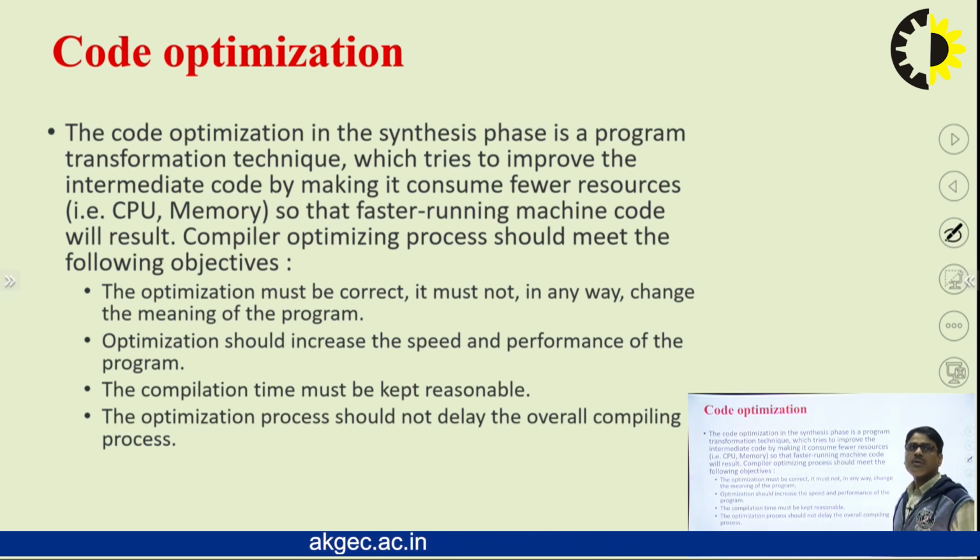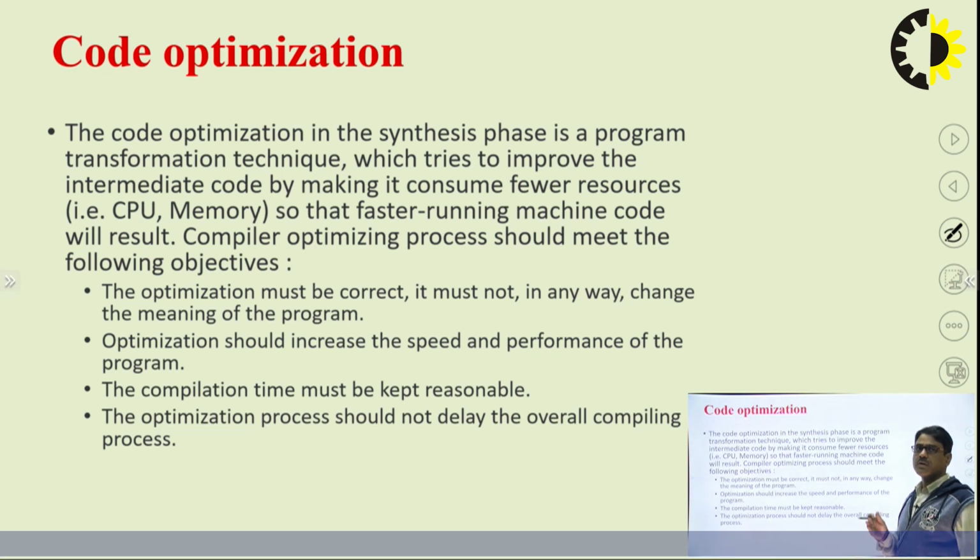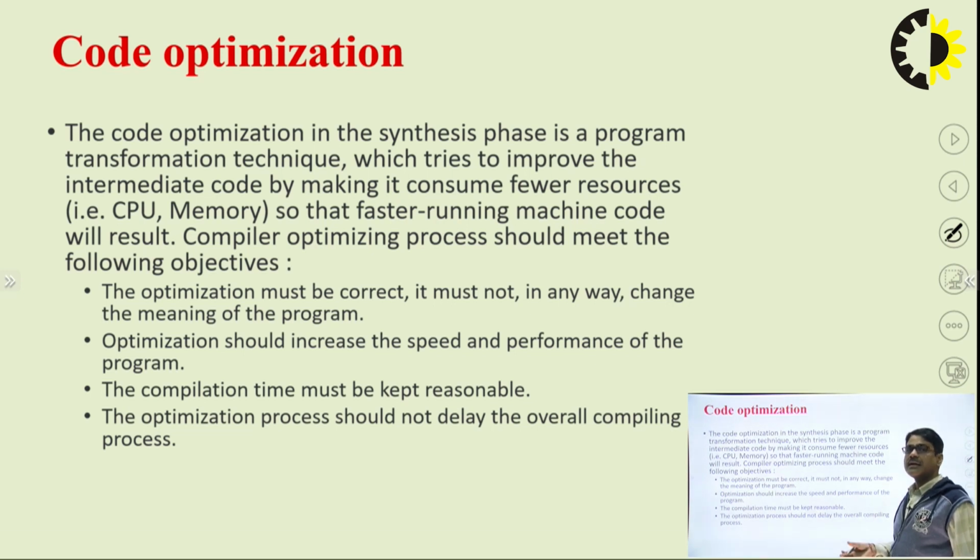If you're talking about code optimization in the synthesis phase, it is a program transformation technique. Why is it a program transformation technique? Because it converts the particular format into some different format, and efforts and time are also reduced during that process. It tries to improve the intermediate code, because the input for code optimization is the intermediate code generated by intermediate code generation.